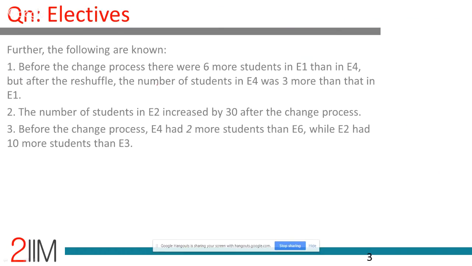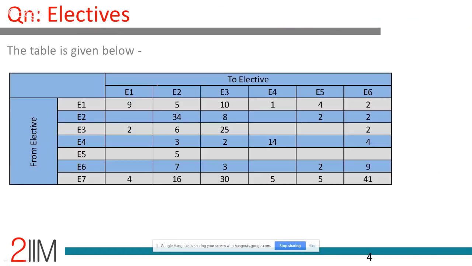There is a story, there's a table, and then there are constraints. I need to link the table to the story. I need to understand what the table says, right? So I'm going to spend some time understanding this. And so thankfully it says from here to here. And so from E1 to E1 is 9. 9 students stuck with E1.